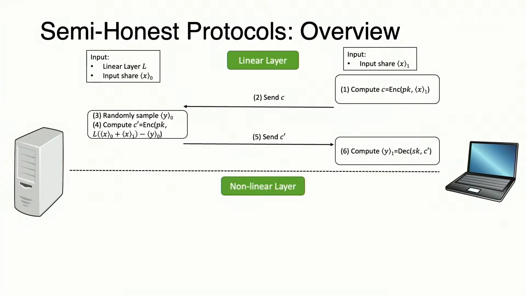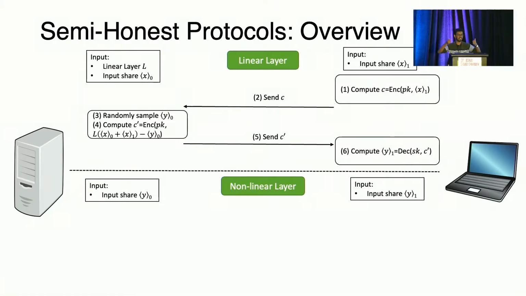And now let's come to the nonlinear layer. So now in the nonlinear layer, the input is the output that we obtain from the linear layers. That is the arithmetic shares of output Y. Now, the problem is that here we make use of garbled circuits. So first, we need to convert it into inputs that are compatible with garbled circuits.